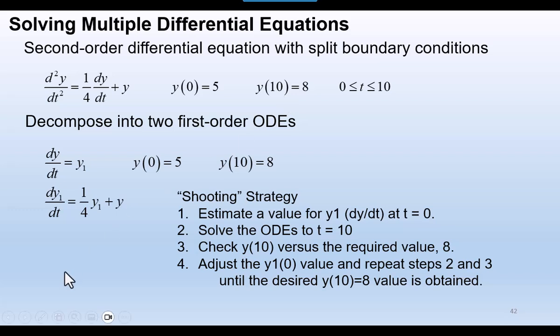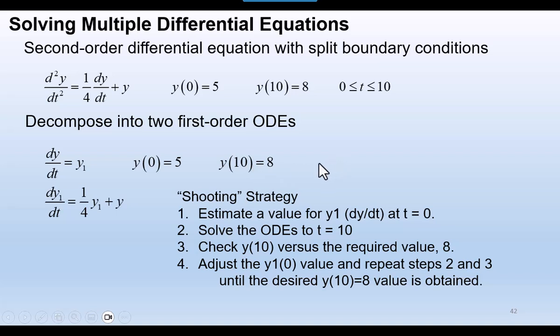And the way we do that is we create a new variable y1, which is equal to the derivative of y with respect to t. And that gives us a differential equation in terms of y and y1. And then we substitute y1 in this equation for y here and here. And we get a second ordinary differential equation, first order, in terms of y1 and y. And then we've got our two conditions.